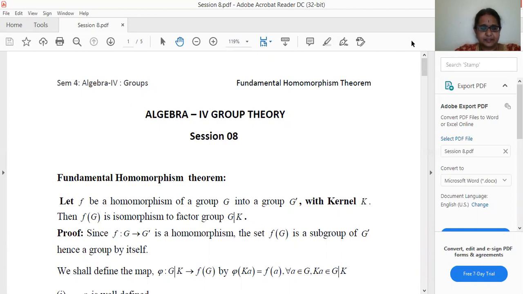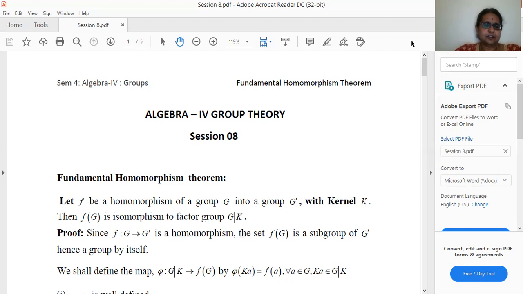So here, in the previous sessions, we have defined what a homomorphism is, what an isomorphism is, and how to find the kernel of a homomorphism. If F is a mapping from G to G dash, where G has the binary operation addition and G dash has the binary operation multiplication dot, then F is a homomorphism if it satisfies F of G1 plus G2 is equal to F of G1 into F of G2, where G1, G2 belong to G.